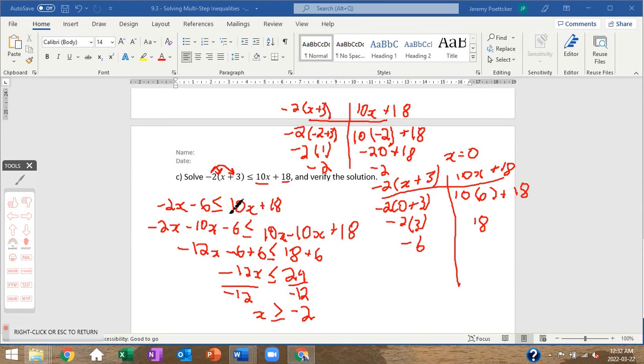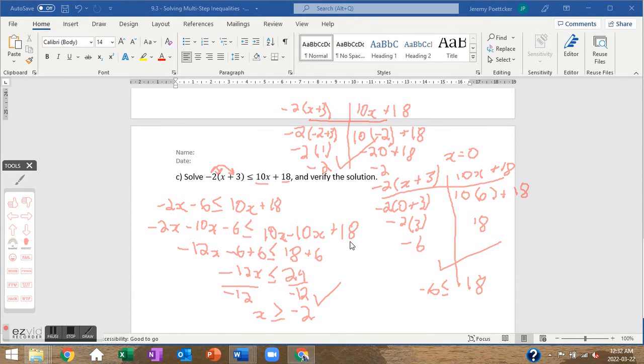And then we ask ourselves, is -6 less than or equal to 18? Like our original inequality up here says, and yes, it is. Which means I passed the boundary point test. That's up here. Check mark for me. Passed my direction test. Check mark for me. Way to go. We've done this thing correct. All right. Moving along.